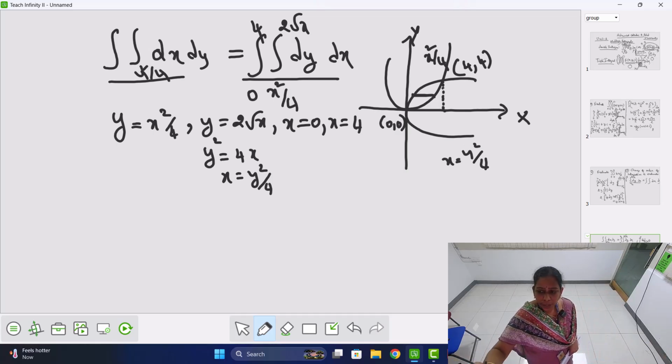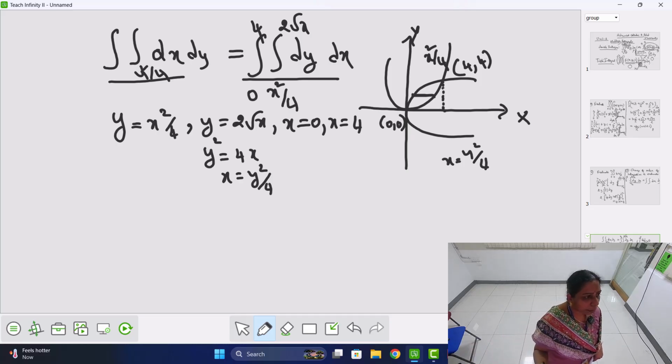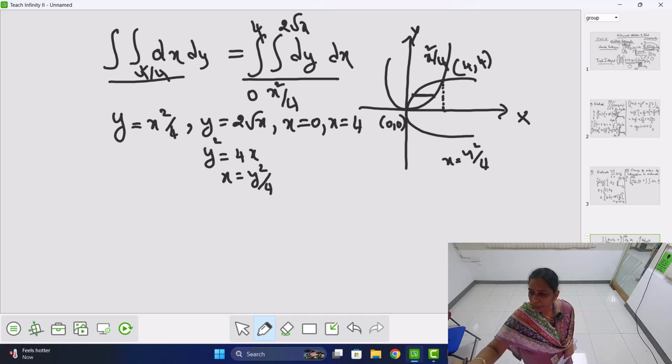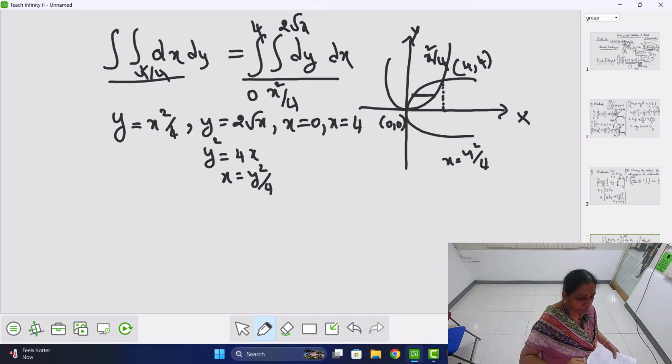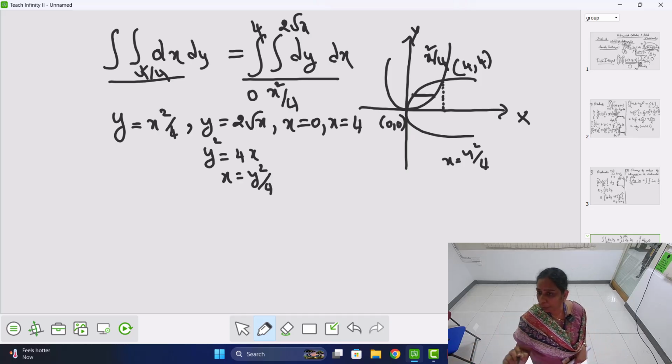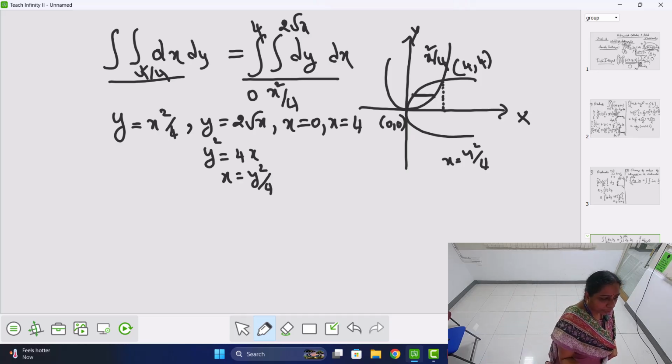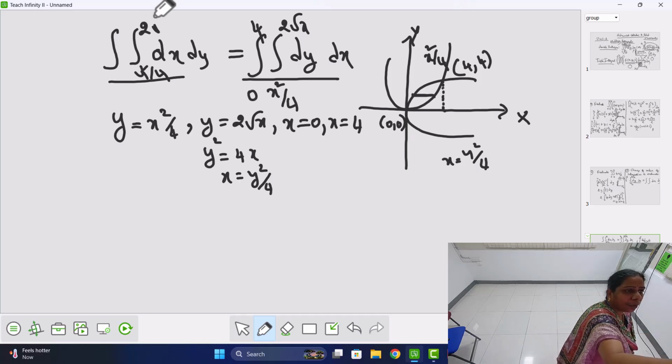This one. What is the value of x on the other end? One is y square by 4. Another one is 2 root y. Yes, where is it? Here. So x equal to what? 2 root y. X squared by 4 is y. So x equal to 2 root y. So I got it. So I'll write here 2 root y.